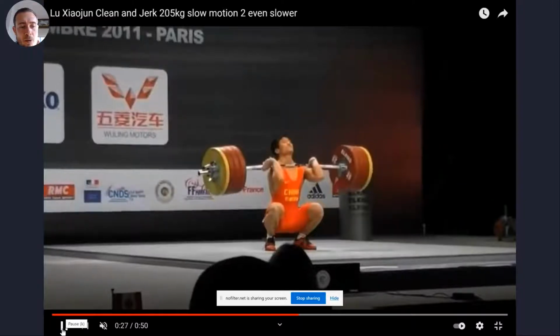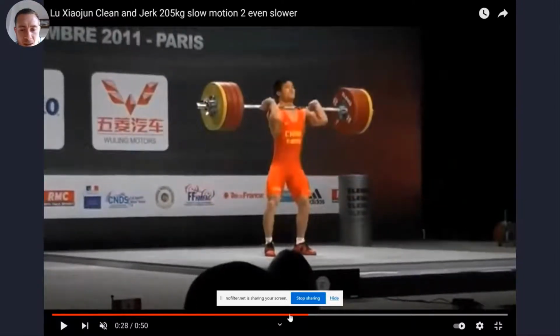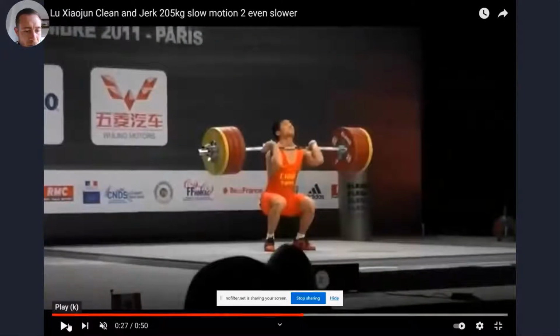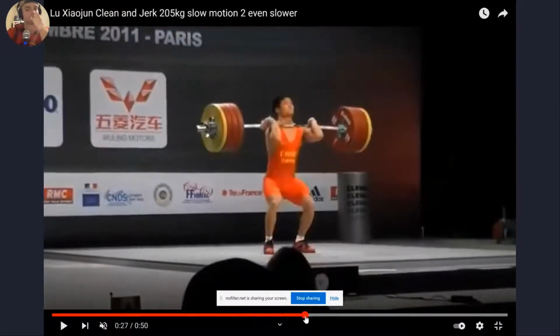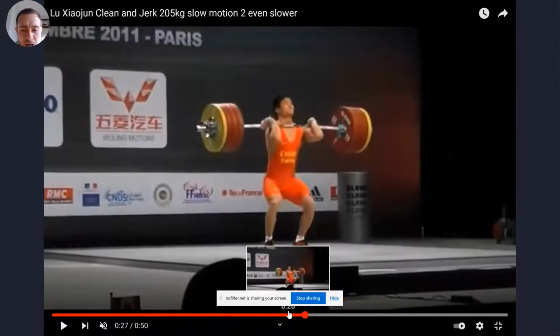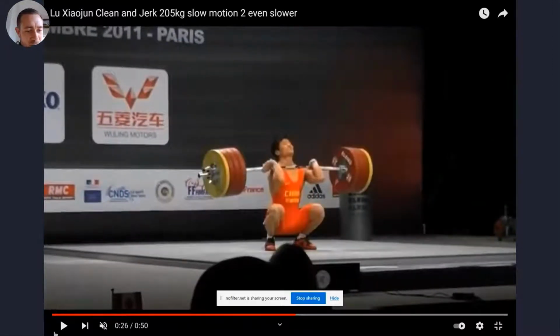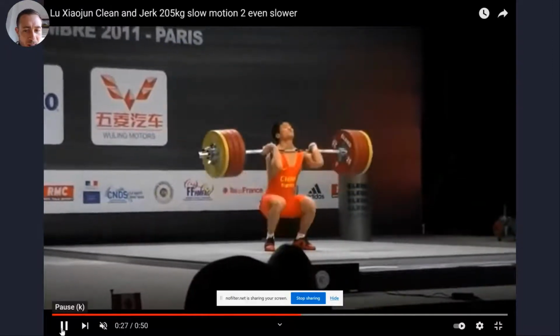So let's watch when he comes up. See how his knees came in there? Did you see that? I have it on 0.5 here. Knees come in. This is, to me, your locomotion system trying to happen as you're lifting. Knees come in.